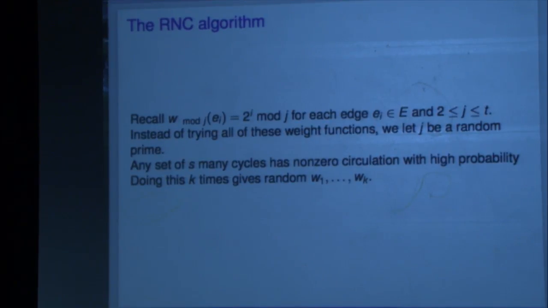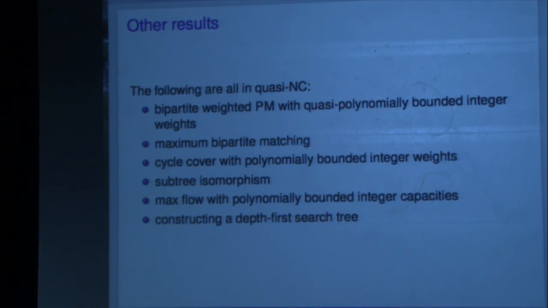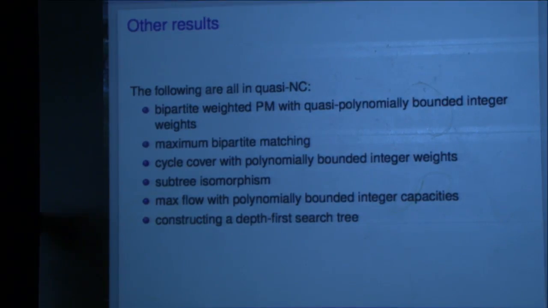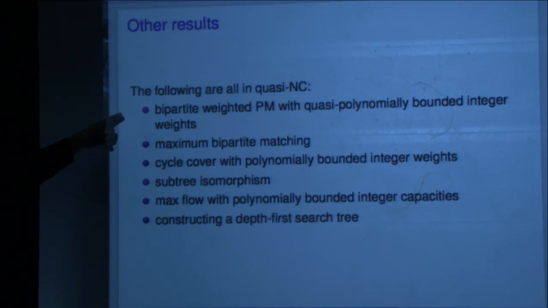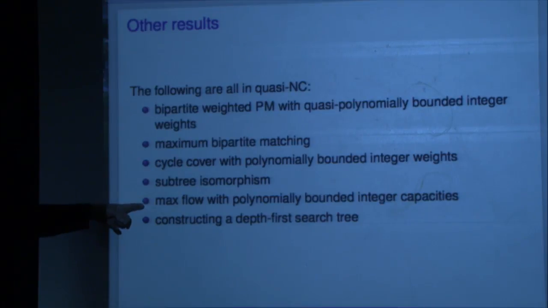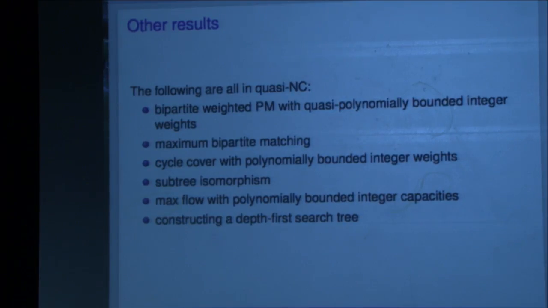That's not important. We have a few other results. These are really just taking our results and filtering them through previously known results about reductions from perfect matching, or reductions to perfect matching from other things. So weighted perfect matching, these are all in quasi-NC with quasi-polynomially bounded integer weights. Maximum bipartite matching, cardinality-wise. Cycle cover with polynomially bounded integer weights: can you find a minimum weight collection of vertex-disjoint cycles that covers all the vertices? Subtree isomorphism, max flow with polynomially bounded integer capacities, and constructing a depth first search tree. So those are just some other results.